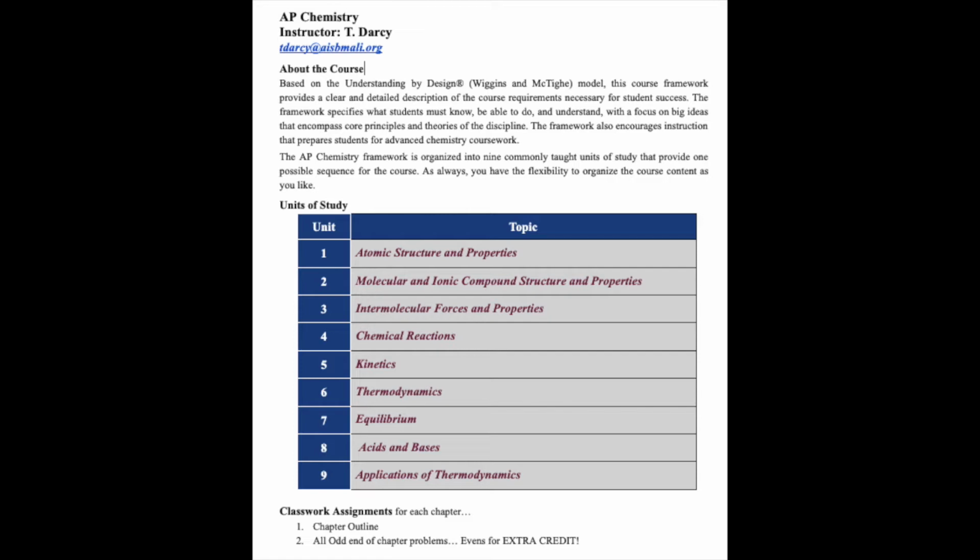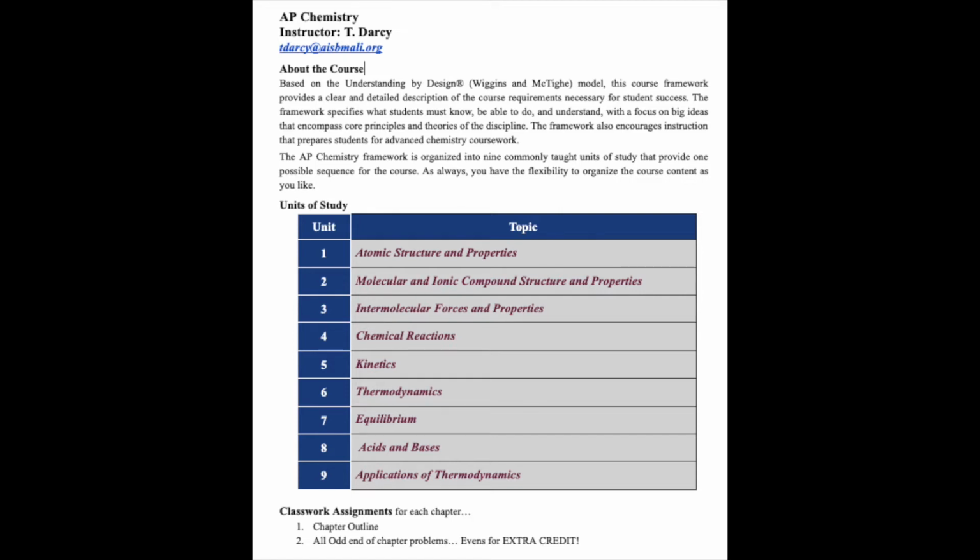The first unit is atomic structure and properties. Very much like last year with chapters 4, 5, and 6. We talk about electrons, we talk about atomic theory, atomic structure, quantum mechanics, the periodic table, ionization energies, etc. So it'll be very familiar to you. It'll be a nice way to start the course.